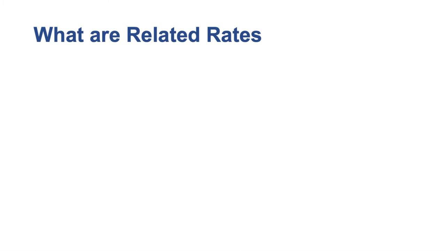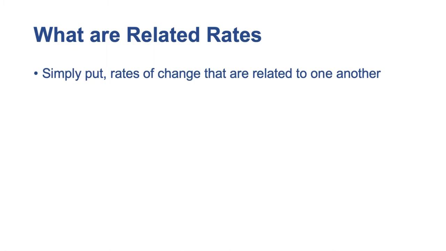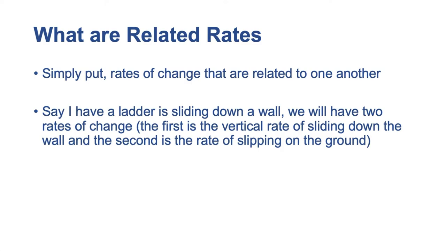A related rate is really when we have rates of change that are related to one another. So let's say that I have a ladder on a wall. Here's our ladder, there's our wall, there's our ground, and they'll all be at a right angle. Then we'll have our ladder resting, and then it will start sliding down. But we're not just going to be sliding down this way, we will also be sliding across this way. Velocity is the derivative of position, so we're going to have two derivatives, one going down and one going across. So that's what a related rate is.